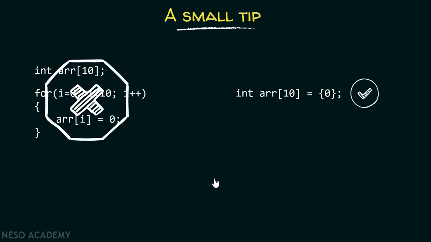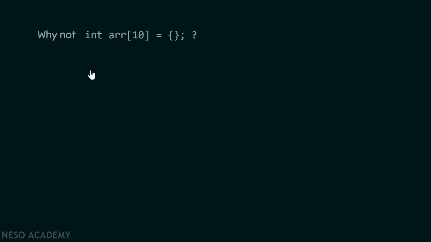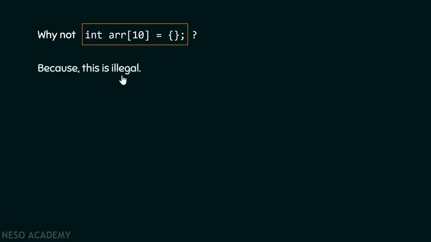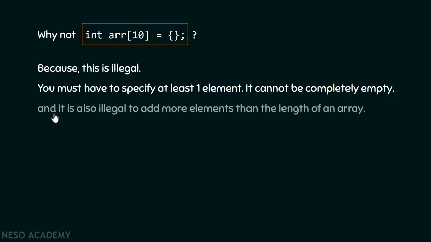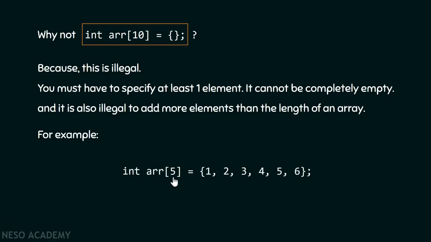Okay. But why can't I write in this way without even specifying a single element? Because this is illegal. You must specify at least one element. It cannot be completely empty. And it is also illegal to add more elements than the length of an array. You cannot write something like this. Here you are specifying the length as 5, but you are entering a total of 6 elements. This is illegal. You cannot add more elements than the length specified.